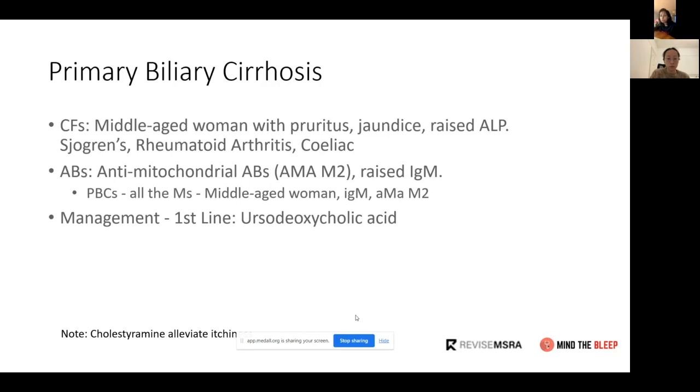And you treat them with ursodeoxycholic acid. And what this does is it improves the progression of the disease. So it slows the progression of the disease, and it improves the patient's symptoms. And then cholestyramine actually alleviates the itching. So when patients have got a lot of pruritus, you can prescribe cholestyramine.